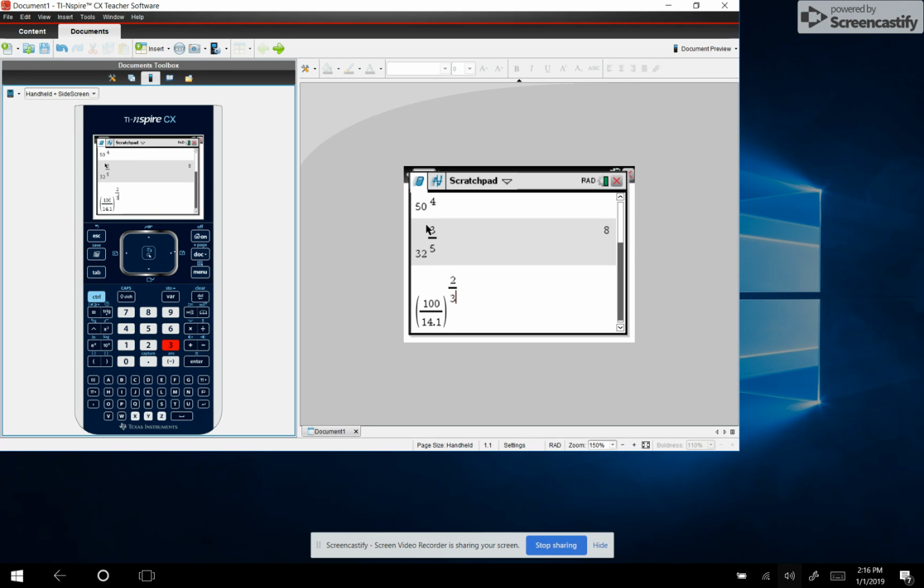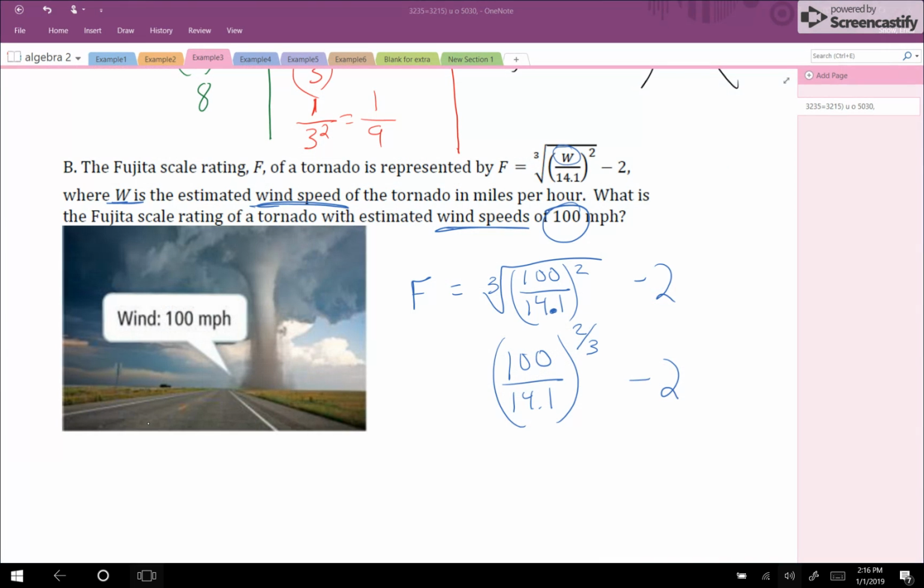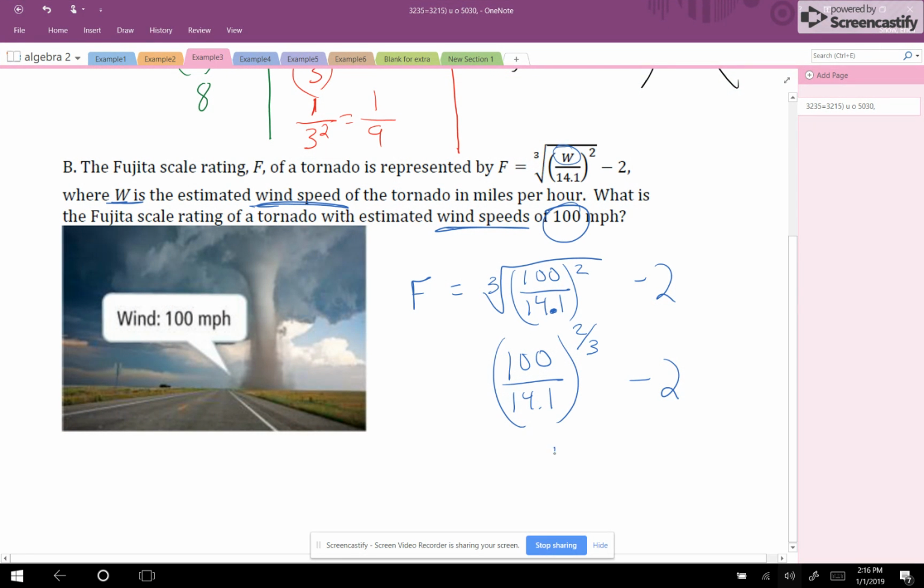And then we're just going to go outside now, and we're going to subtract 2 from the whole thing. Not 22, just 2. And hit enter, and there it is. So our Fujita scale rating for a tornado with 100-mile-per-hour winds is 1.69, or an F1 tornado.